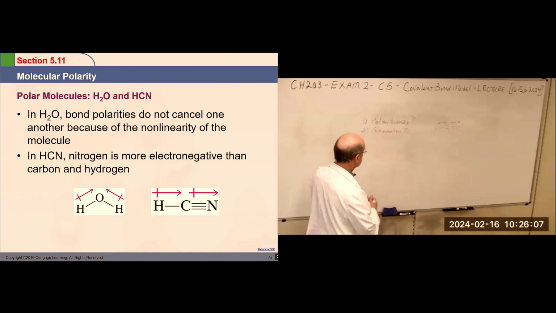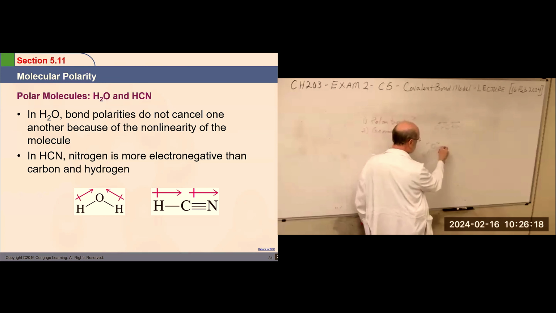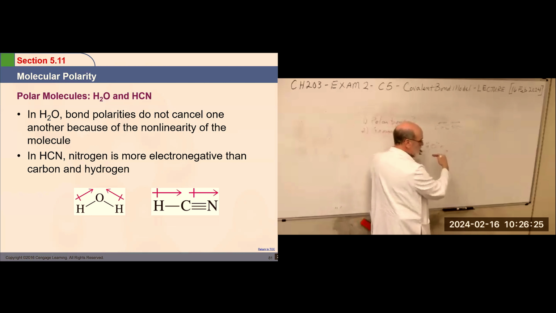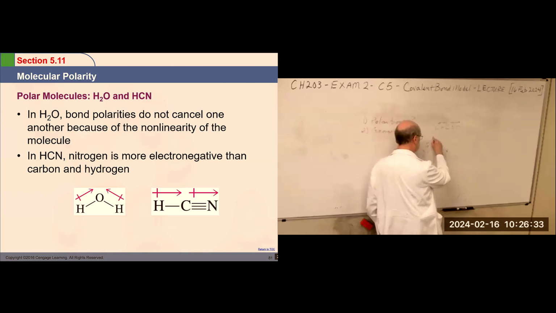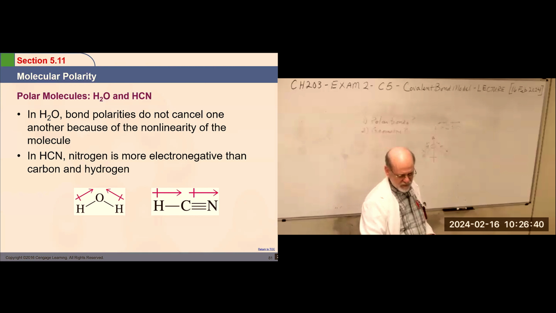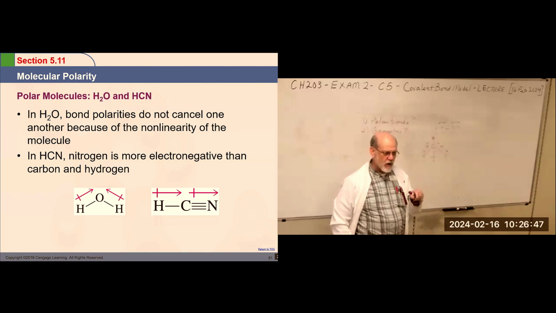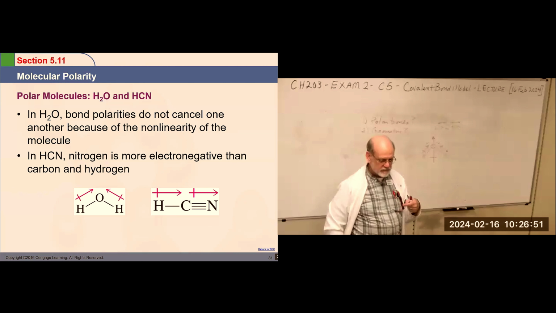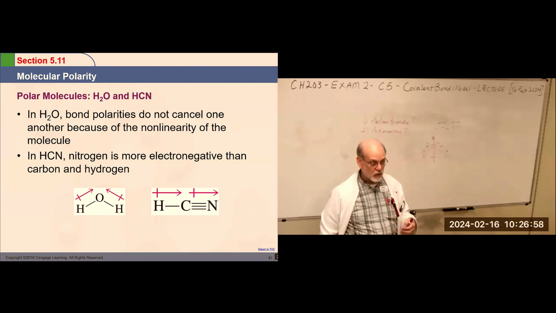Now for water, water's a bent molecule like that. And the polarity of the bonds is toward the oxygen. But they're not symmetrical to each other, so they don't cancel. In fact, they add together. So overall, the molecule is polar in that direction. The other example they're given here is hydrogen cyanide. The hydrogen-carbon bond is polar toward carbon, and the carbon-nitrogen bond is polar toward nitrogen. They add together, even though it's linear, to make it a polar molecule toward nitrogen.